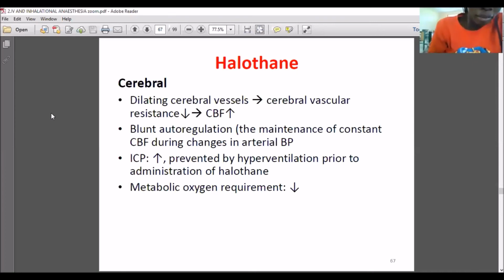Okay. So there's blunt autoregulation, in brackets, the maintenance of constant cerebral blood flow during changes in arterial blood pressure. Is this a ratio, or are they just saying increase in intracranial pressure? It's just increase in intracranial pressure, prevented by hyperventilation prior to administration of halothane. Metabolic oxygen requirement will be decreased in the cerebrum.